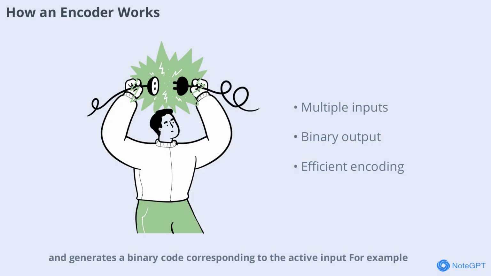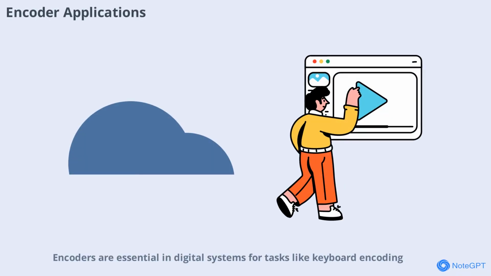For example, a 4-to-2 encoder converts 4 input lines into a 2-bit binary output. Encoders are widely used in keyboards, data compression, and digital communication systems. They are essential for tasks like keyboard encoding, data compression, and efficient data transmission. By converting multiple signals into compact binary codes, encoders help streamline communication and processing in electronic devices.